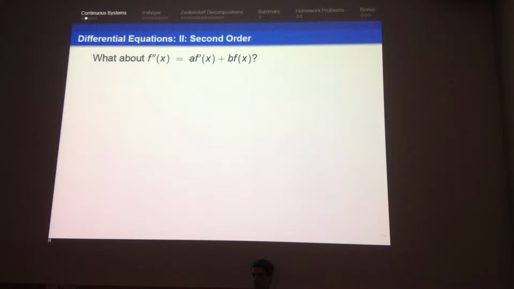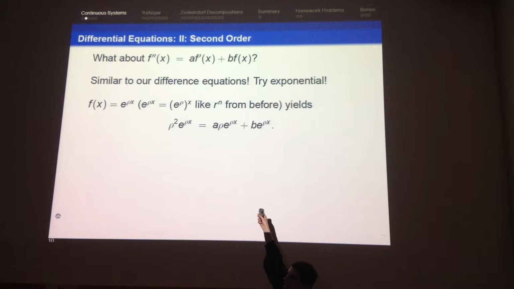What is this similar to? It's similar to the Fibonacci's. And so it's similar to our difference equation. So let's try exponentials. Why are we trying exponentials? Well, let's look back at what we did with the Fibonacci's. We looked at things of the form r to the n.